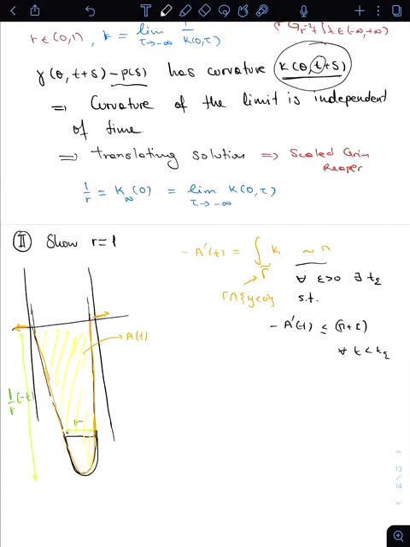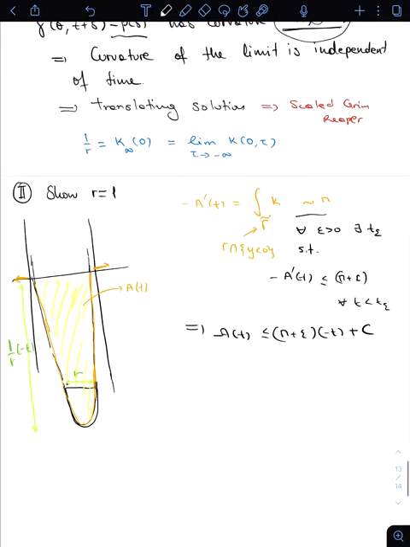Now integrating, this implies that A(t) is bounded by pi plus epsilon times minus t plus some constant. I don't care. But this area, we can make it as close as we want to pi times minus t.